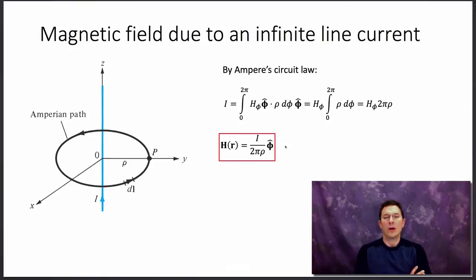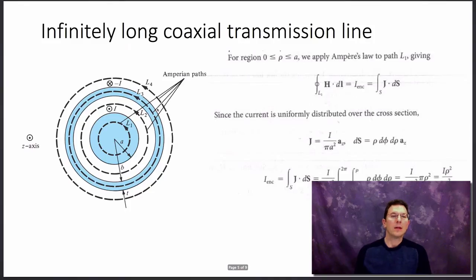Typically, Ampere's law is useful for solving problems that have a lot of symmetry. If you have symmetry, whether that's translational symmetry, rotational symmetry, whatever, you want to think about using Ampere's law if you're in the magnetostatic regime. Let's look at a more complicated problem next.